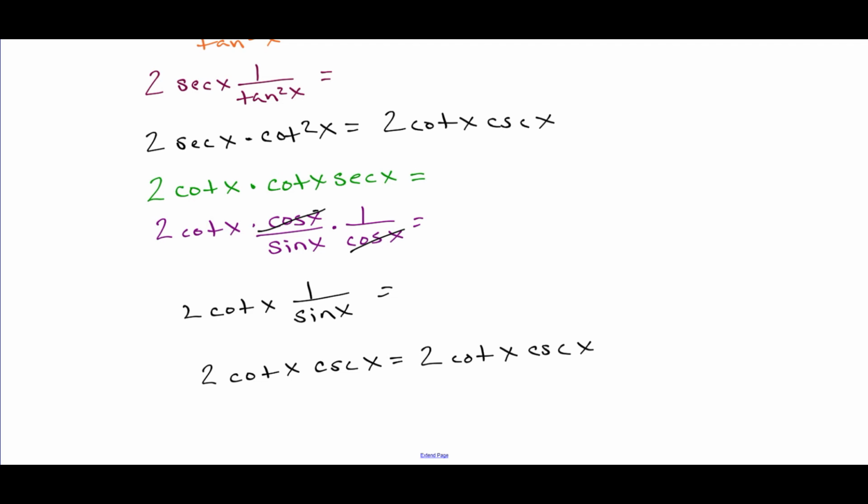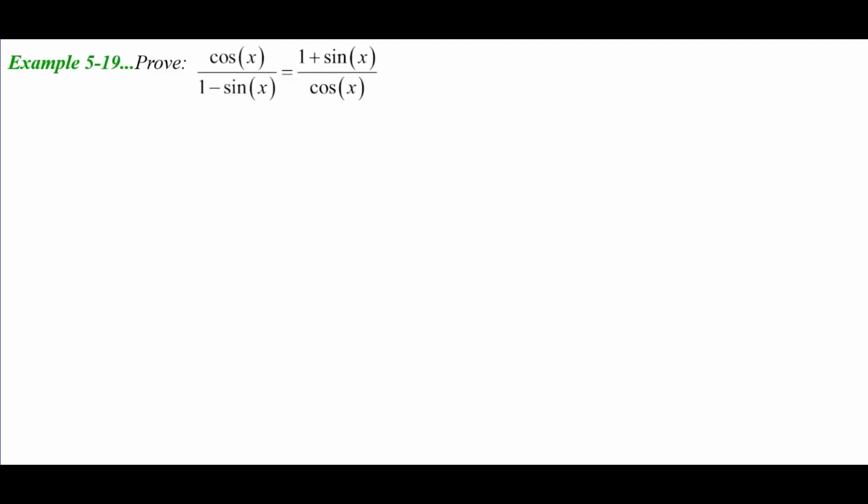So again, I know my proof is done because the two sides look exactly identical. All right, so here I've got another example. I have cosine x over 1 minus sine x equals 1 plus sine x over cosine x.